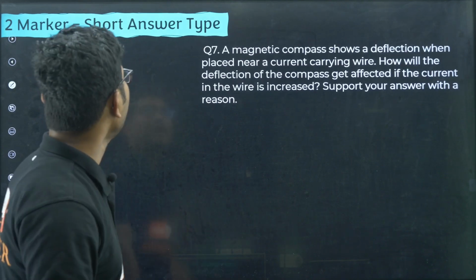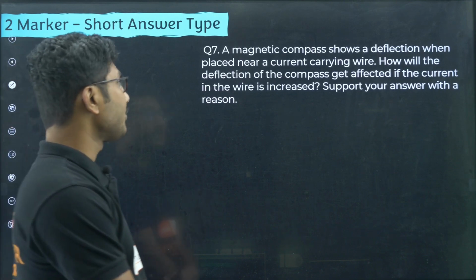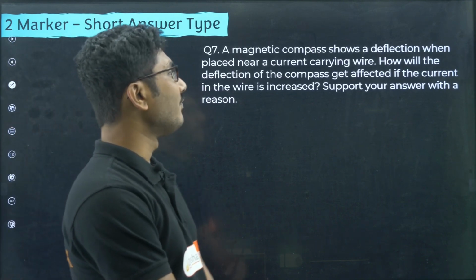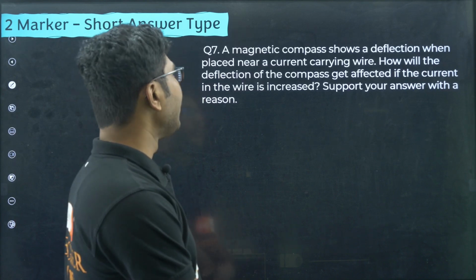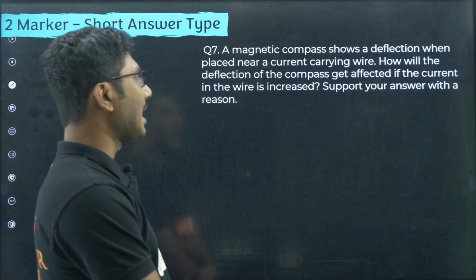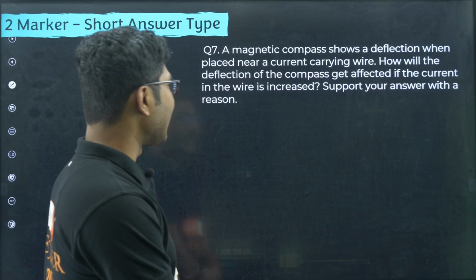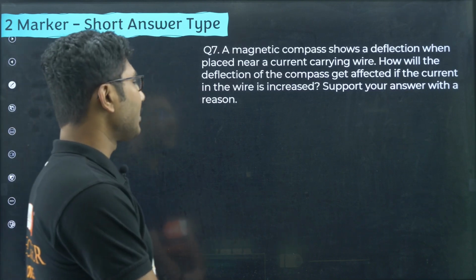Now, let us look into the 2 marker short answer type questions. A magnetic compass shows a deflection when placed near a current carrying wire. How will the deflection of the compass be affected if the current in the wire is increased? Support your answer with reason.